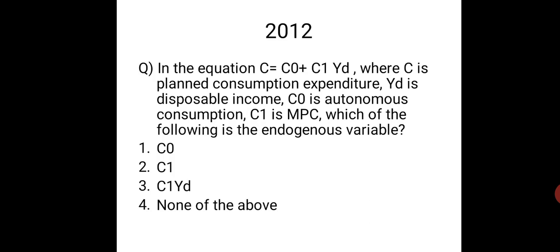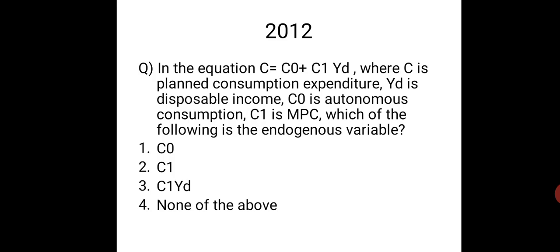Coming to C1, that is MPC. According to the absolute income hypothesis of Keynes, C1, that is MPC, the change in consumption with the change in income, is considered to be constant. It is positive and constant. And YD is disposable income, that is, after all the deductions, whatever income is there in your hand for consumption is known as disposable income.